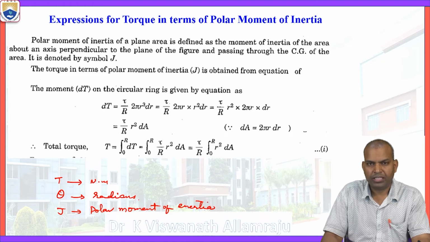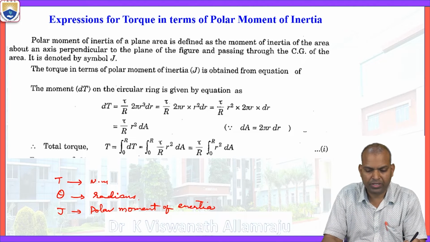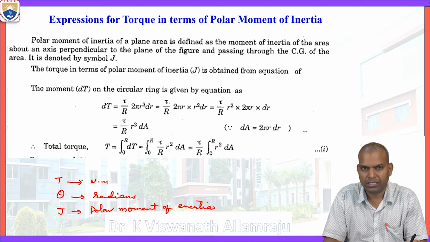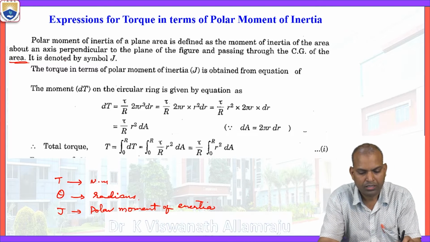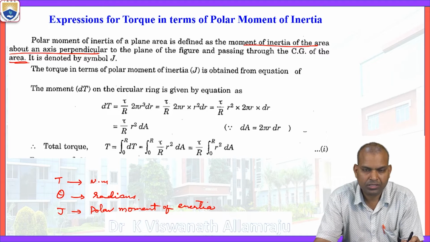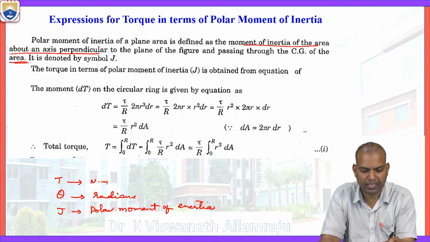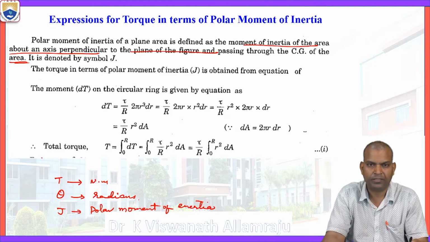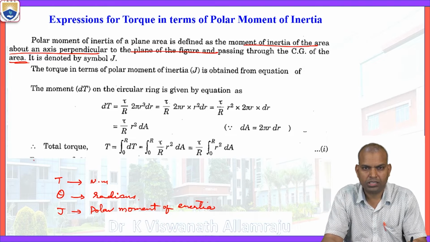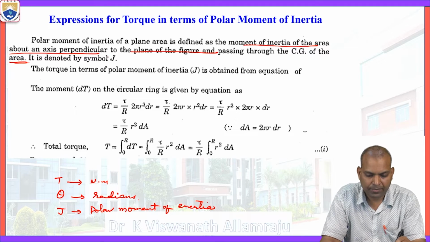Now, the polar moment of inertia of a plane area is defined as the moment of inertia of the area about an axis perpendicular to the plane of the figure and passing through the center of gravity of the area. It is denoted by the letter capital J.